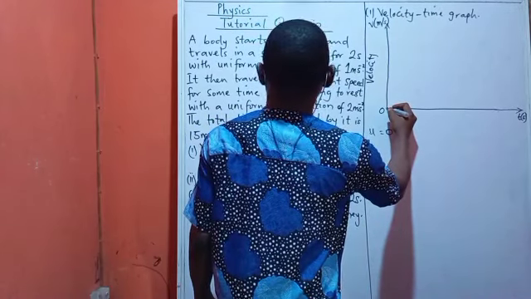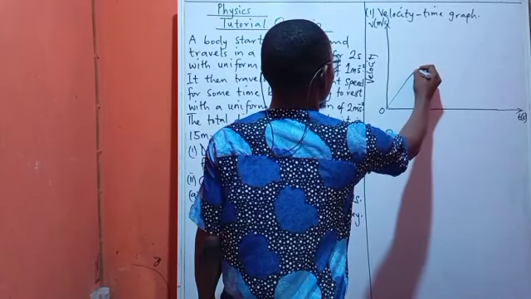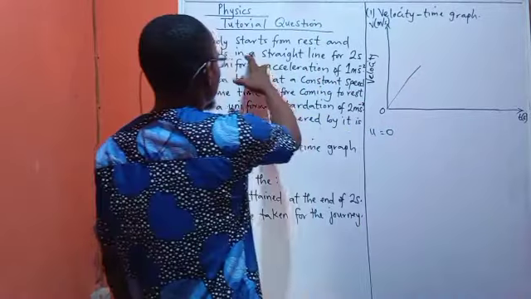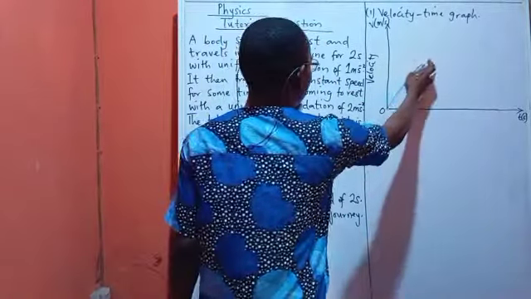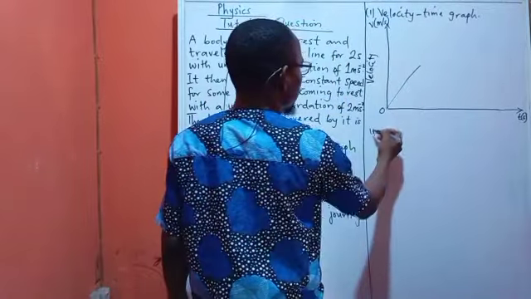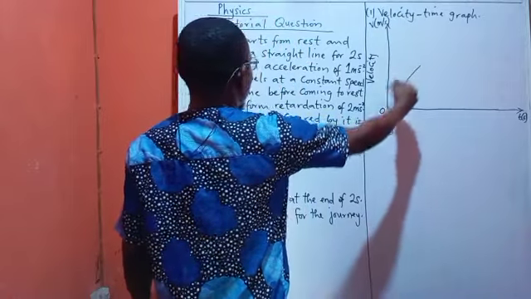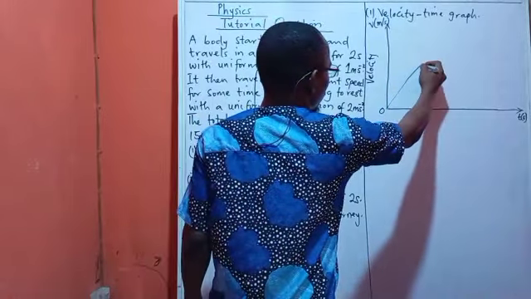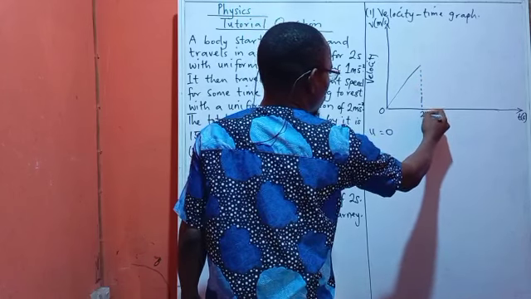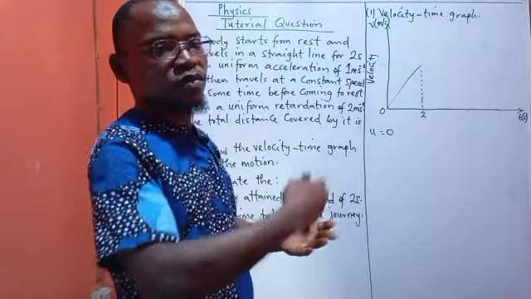So start from rest in a straight line, and it goes. So let's say this is where it reaches in a straight line. So this is our straight line for 2 seconds, which means the time it takes for the body to move in a straight line is 2 seconds. So we denote this side. So this is our 2. So that's the movement of the body.